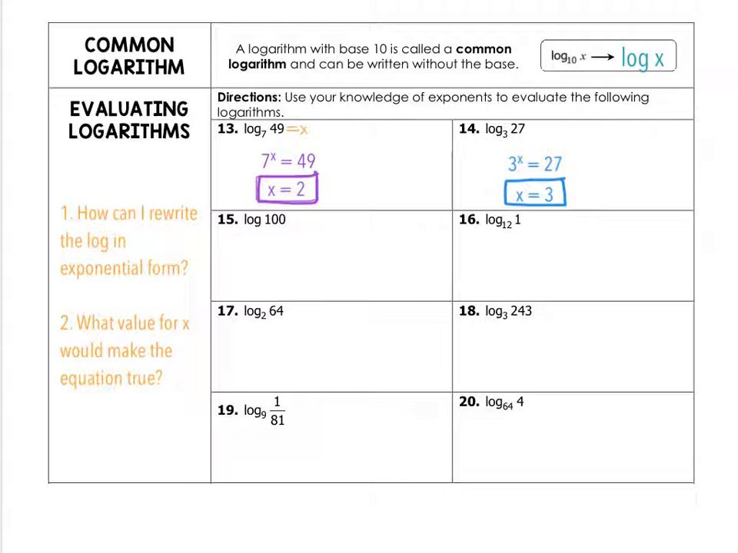All right, go ahead and pause the video, and I'd like you to try numbers 15 through 19. For the sake of this lesson today, we're not going to do number 20, but I'd like you to attempt the remaining 5.